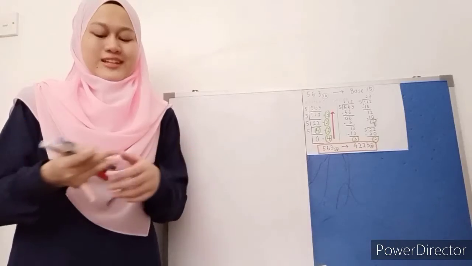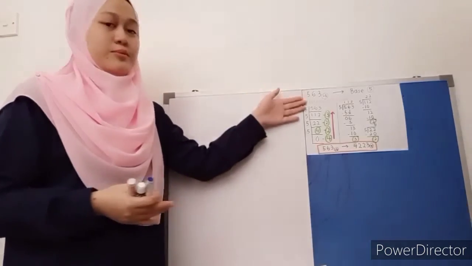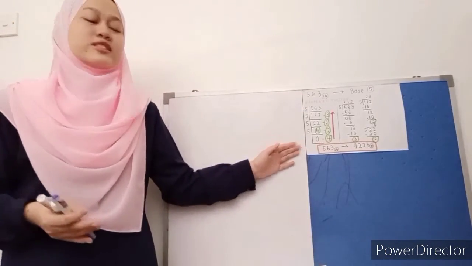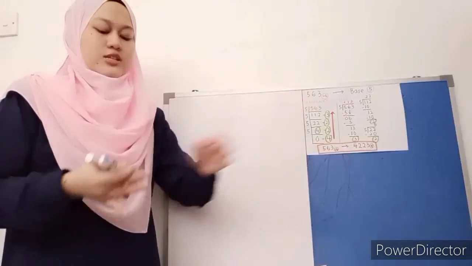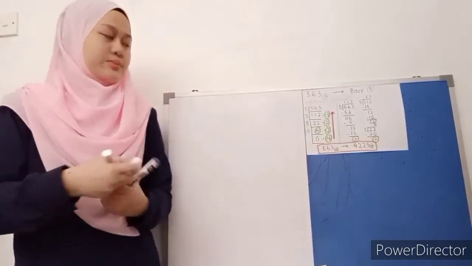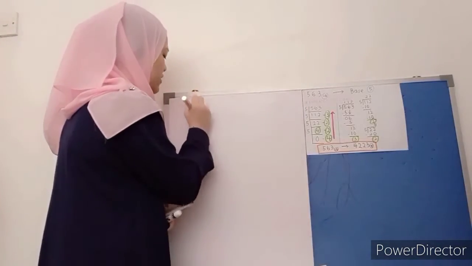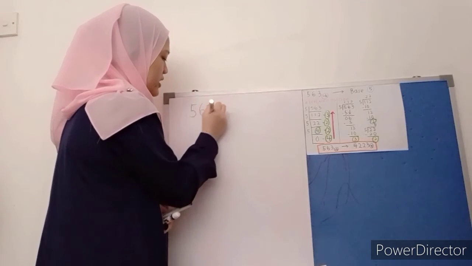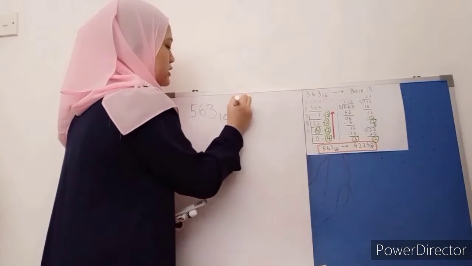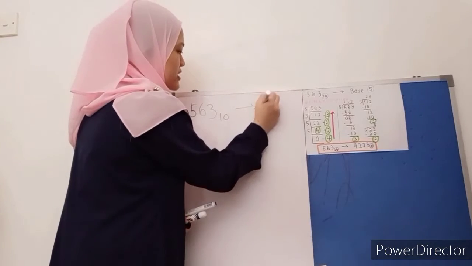Let us move on to our third objective, which is converting from number base 10 to the other number bases. This is the example that I have prepared. I will explain what is actually happening here. I will be giving you an example, which is 563 base 10. We need to convert it into base 5.